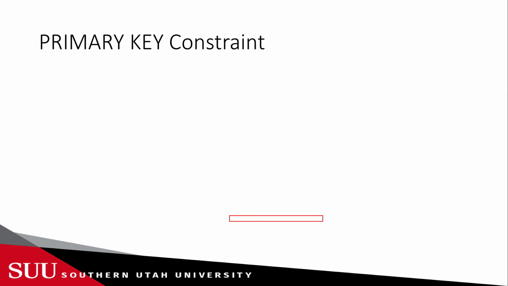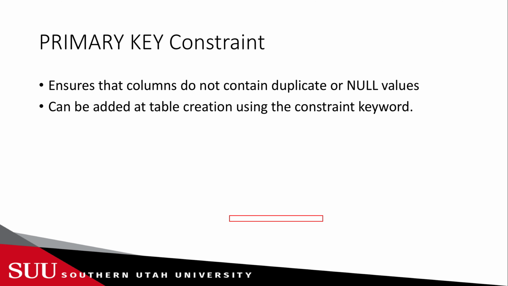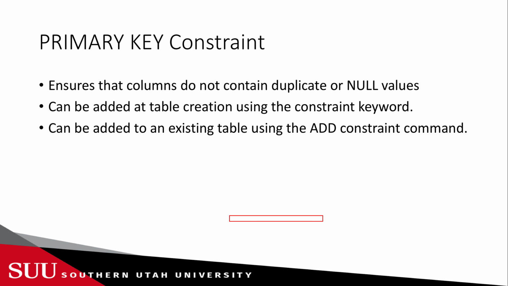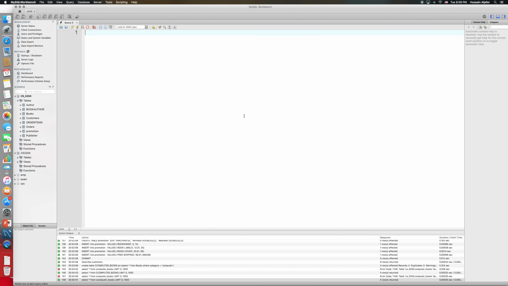Let's start by talking about the primary key constraint. The primary key constraint ensures that columns do not include duplicates or null values. It can be added to the table during creation using the constraint keyword or by just saying primary key right after the column that you want. Or it can also be added to an existing table using the add constraint command. So let's see an example of that.